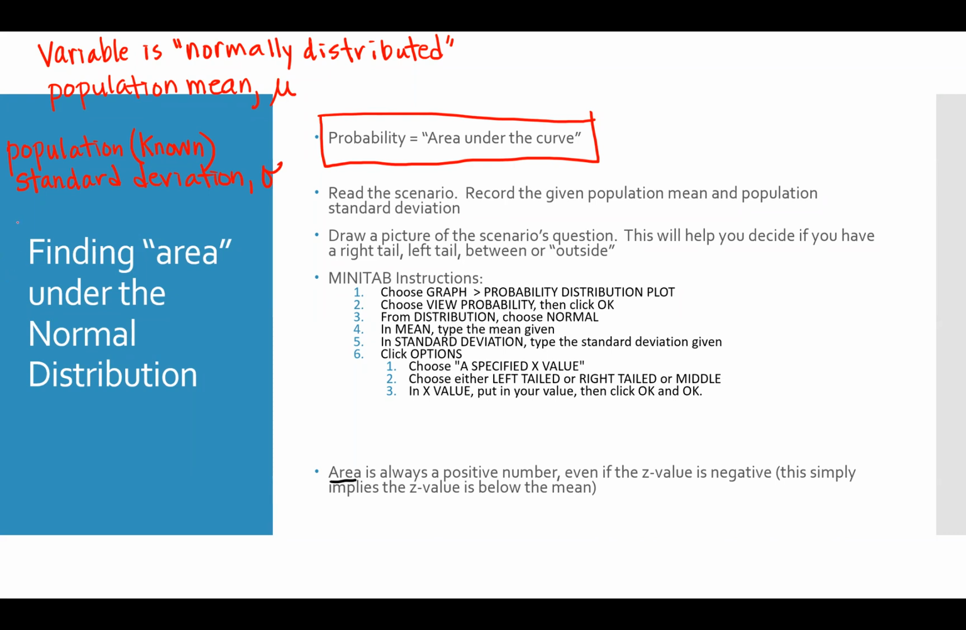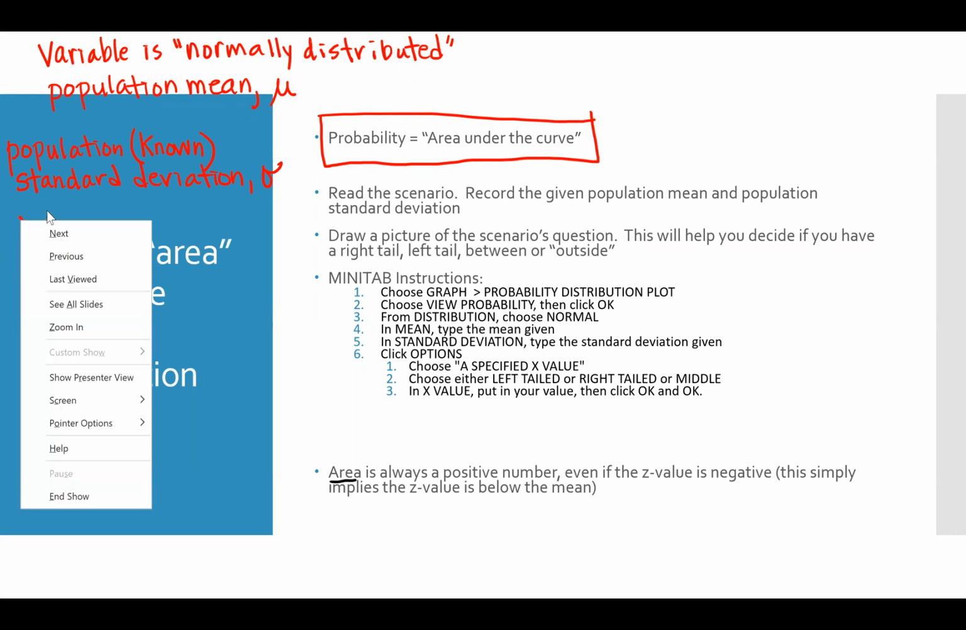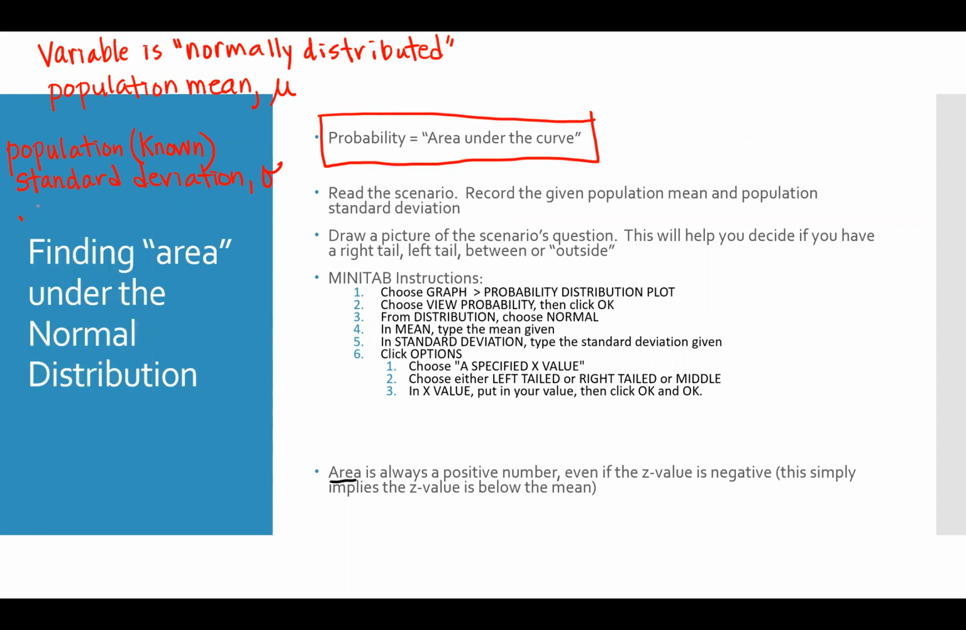And you need your, whoops, sorry about that. You need your X value of interest. Okay, so you have to know somewhere in the scenario, it's going to tell you those 4 things. It should tell you that your variable is normally distributed, your population mean, your population standard deviation, and your X value of interest.